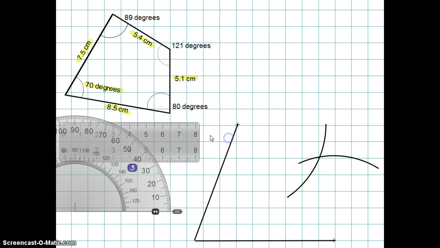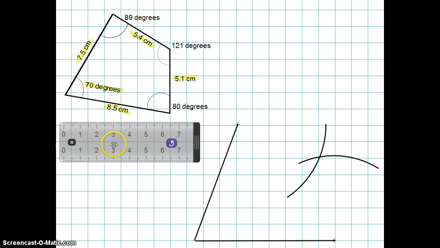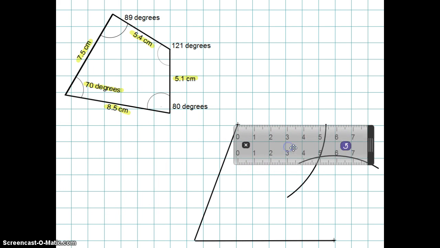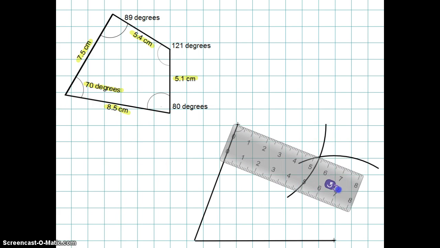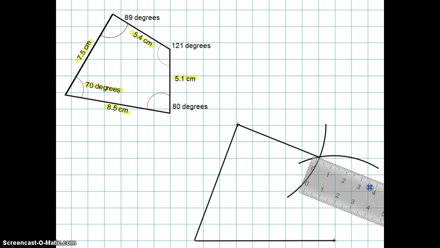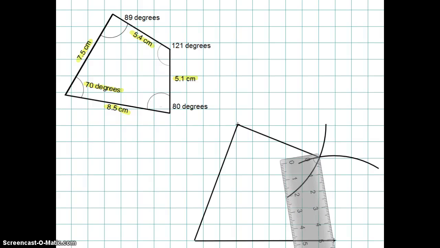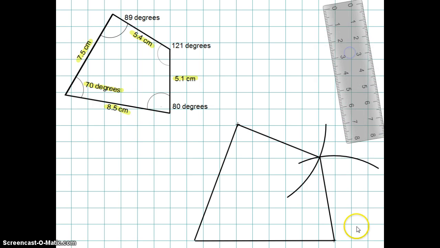So using that information, I'm going to get rid of my protractor because I don't need that anymore. Using that information, I'm going to draw some lines. From that point to that point, I'm going to draw a line. And then from that point to that point, I'm going to draw another line. Now we have a quadrilateral, right? Yay, we have a quadrilateral.